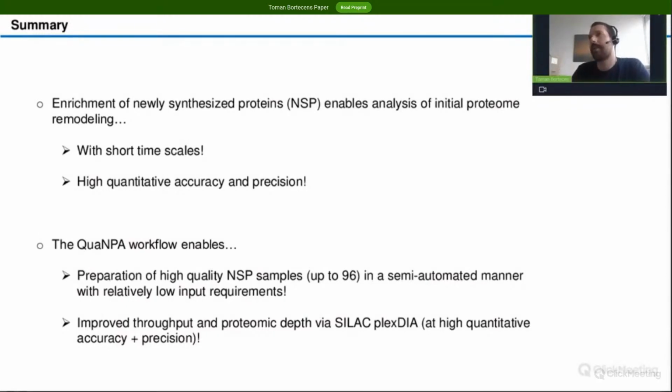And we acquire this data at high quantitative accuracy and precision. I would also note that all the data that I've shown, including this benchmark of the PlexDIA technology, was acquired with a now 7-year-old Q-Exactive HF. So with a later generation or more modern mass spectrometer, you will get really impressive numbers, most likely.